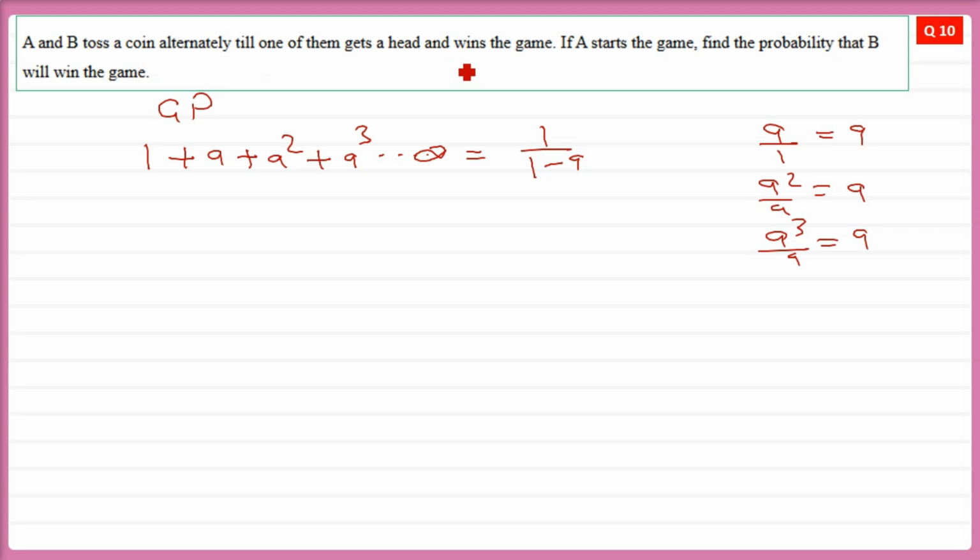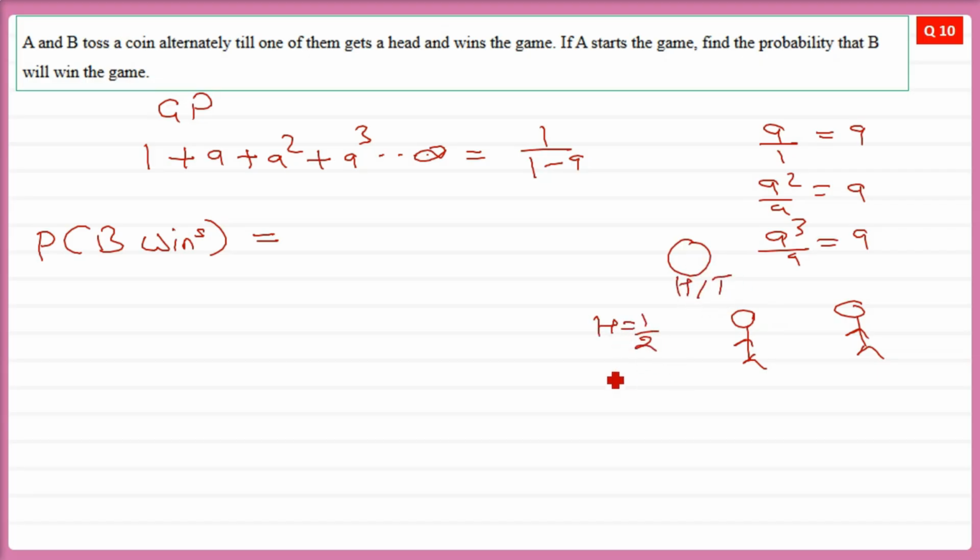So A and B toss a coin alternately. If A starts the game, find the probability that B will win the game. So for B to win the game, B has to have a head, and A has to fail, so A has to have a tail. B head, A tail. But there are multiple ways in which B can win. So let me explain how we are talking about this. A coin can give you head and tail. So head probability is 1/2 and tail probability is 1/2.